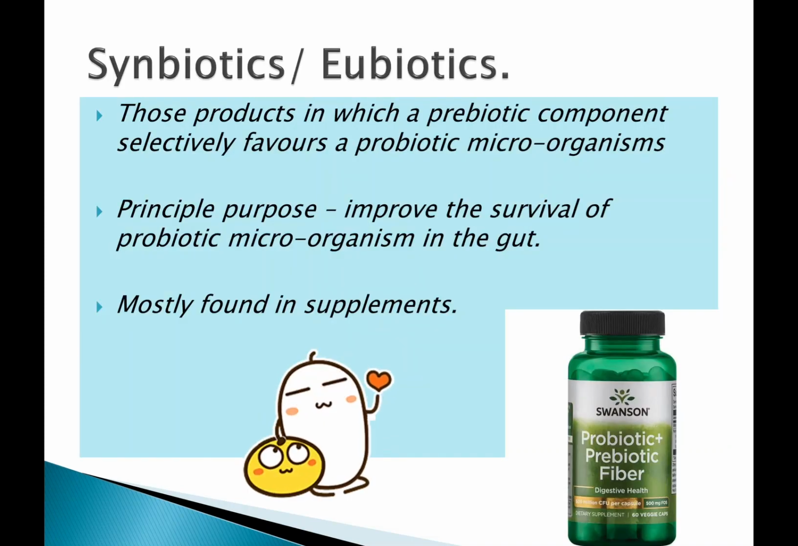Coming to symbiotics and eubiotics. Whenever a probiotic and prebiotic component is seen in one product, then it is called symbiotic or eubiotic. So those are products in which a prebiotic component selectively favors a probiotic microorganism, and the principal purpose here is to improve the survival of the probiotic microorganism in the gut, and mostly it is seen in supplements.